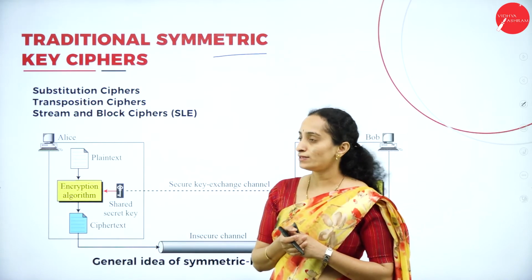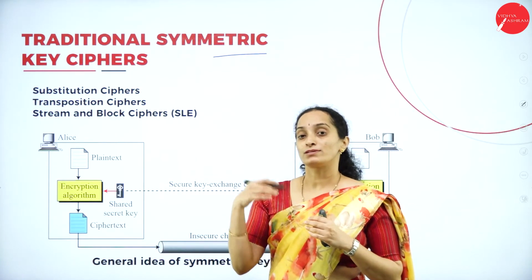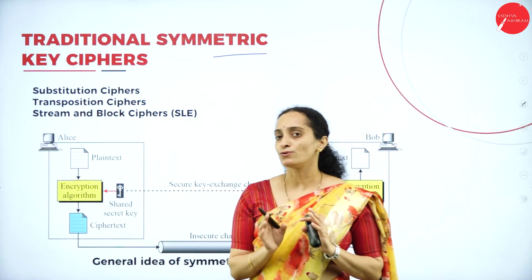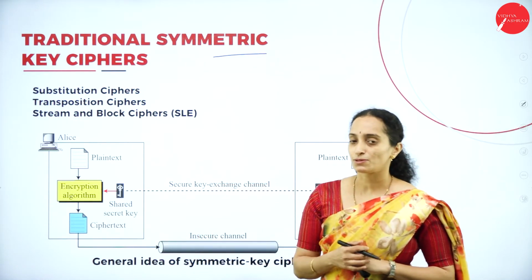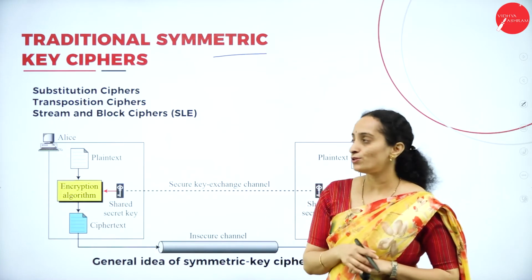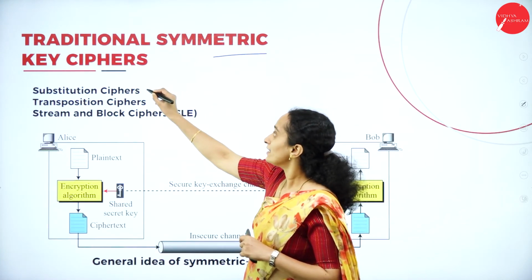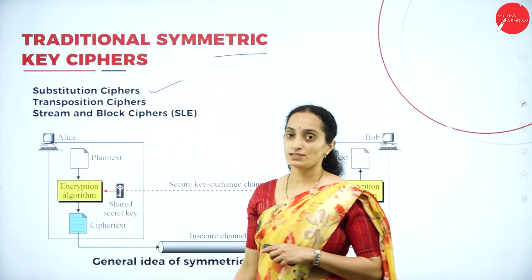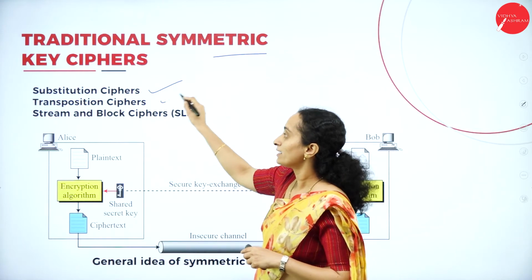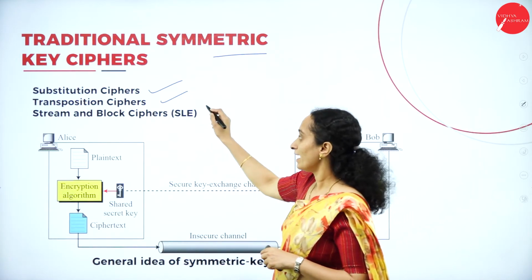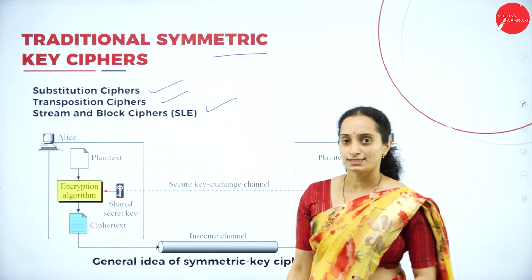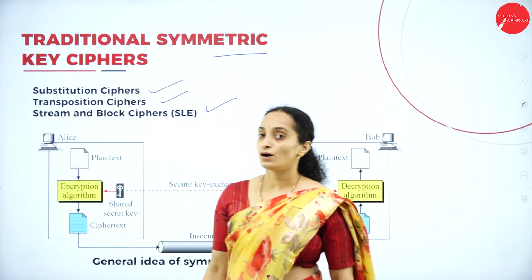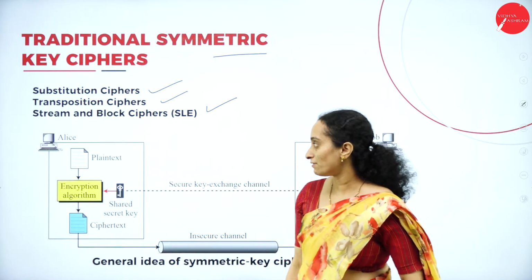To know about the new kinds of encryption, we need to study how the traditional ones work, because the traditional ones are the basis for the new ones. Traditional symmetric key ciphers have three types: substitution ciphers, transposition ciphers, and stream and block ciphers. Let's study how traditional ciphers work.